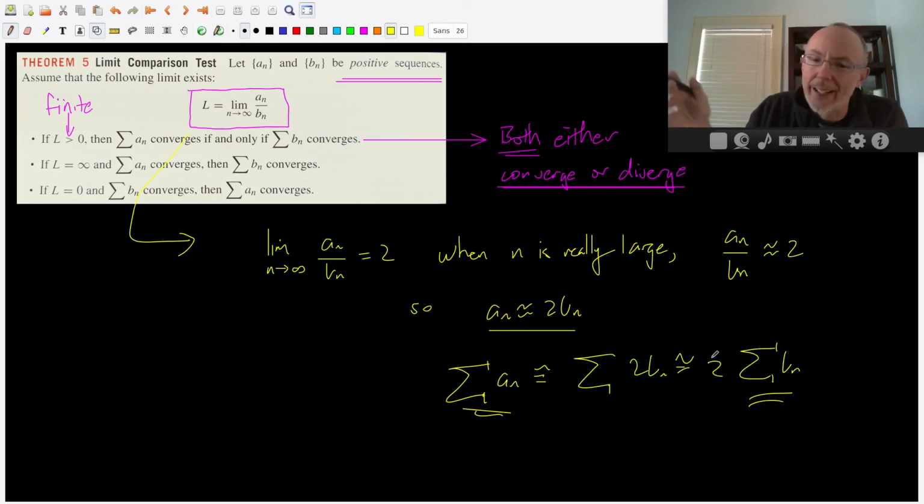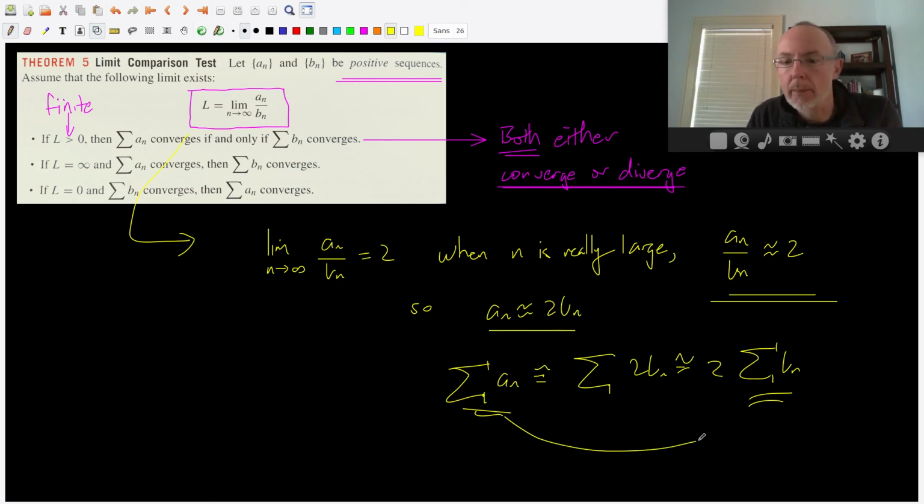The terms at the beginning might be doing crazy things, but eventually you're going to get enough terms where one's just a multiple of the other. A sub n here is 2 lots of b sub n. Generally it would be L lots of b sub n. And so there's going to be a link between these two. Maybe we could factor a constant out. So if this one diverges, this one must diverge as well. If this converges, this one must converge. They won't converge to the same value, obviously, but you would expect them to both converge or diverge. That's kind of intuitively what's going on here.